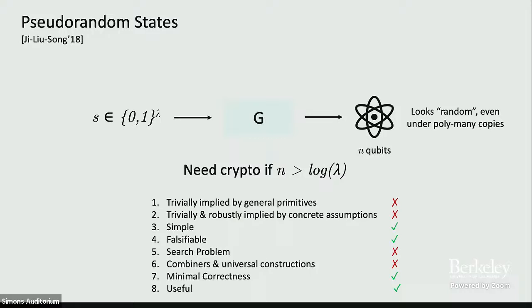Similarly, it's not trivially and robustly implied by any concrete assumption, as far as I know. It is pretty simple. It's not as simple as a one-way function. You have this polynomially many copies business, but it's pretty simple. It is certainly falsifiable. Pretty much all the proposals out there are falsifiable. This one's easy to satisfy.